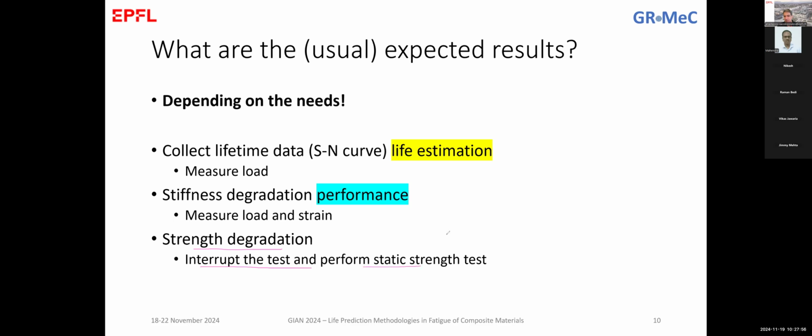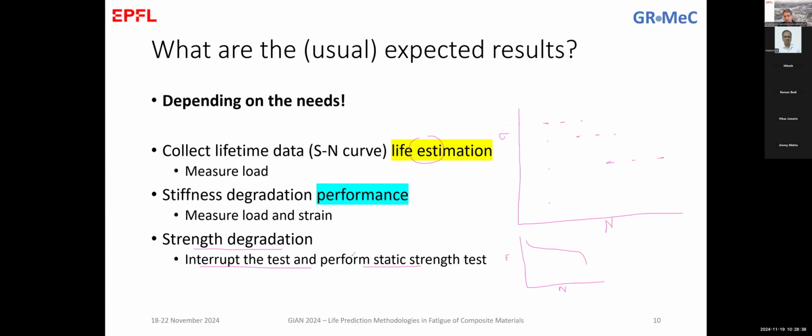What does it mean? If I start drawing my SN curve here, imagine that I have stress, and here I have number of cycles. This is the easy case where I measure the load and the cycles, for life estimation. When I also need to measure the stiffness degradation, for the same specimen during loading I also measure the strain, and then I can give a graph that shows the stiffness degradation with the number of cycles.